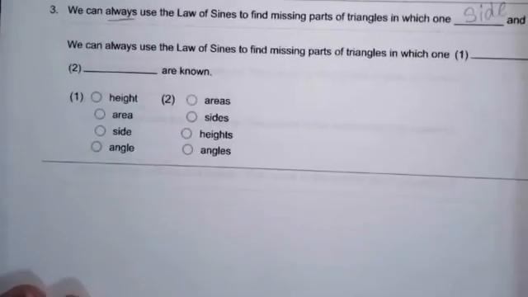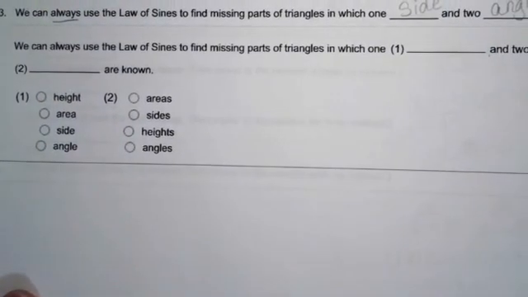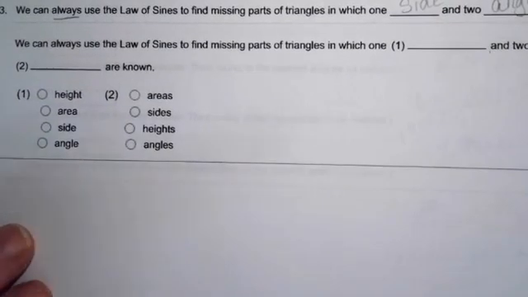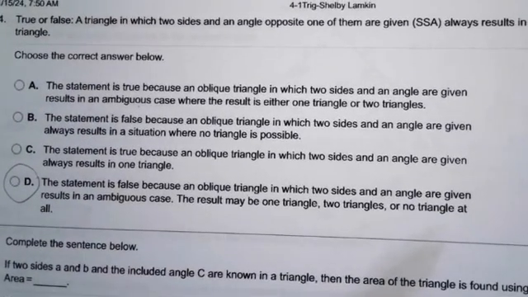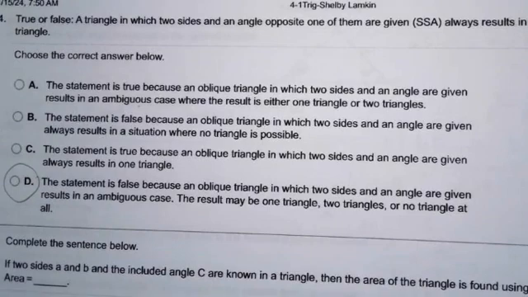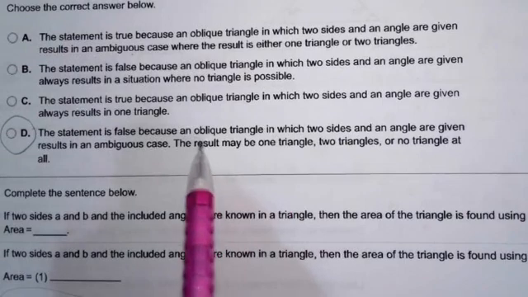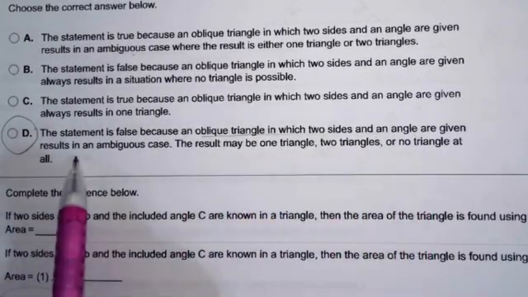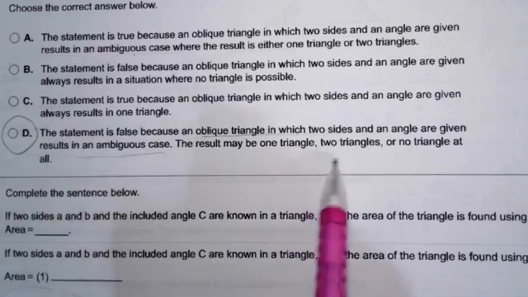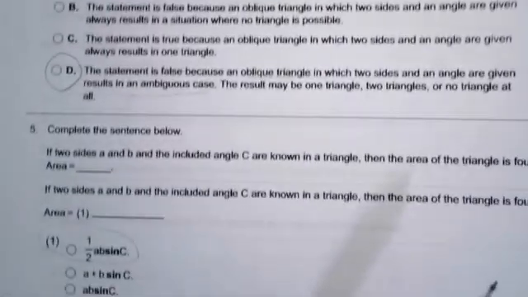Number 3. We can always use the law of sines to find the missing parts of triangles in which one side and two angles are known. Question 4, true or false? A triangle in which two sides and an angle opposite one of them are given always results in at least one triangle. This statement is false because oblique triangles in which two sides and an angle are given can result in the ambiguous case. So it could be one triangle, two triangles, or no triangle.